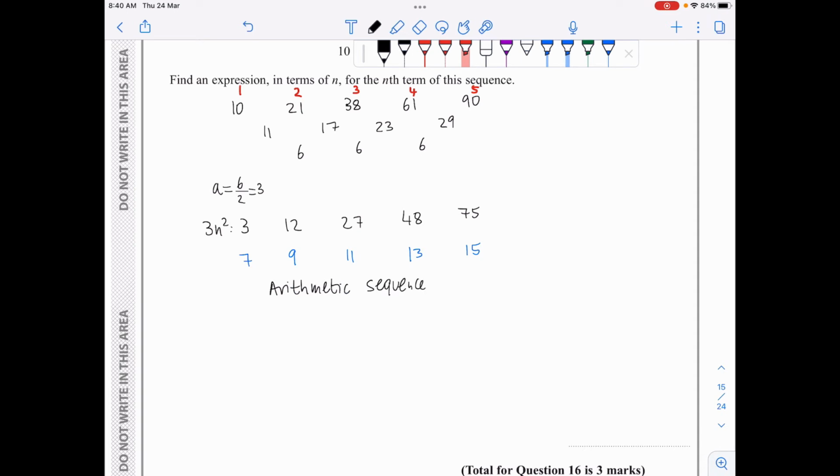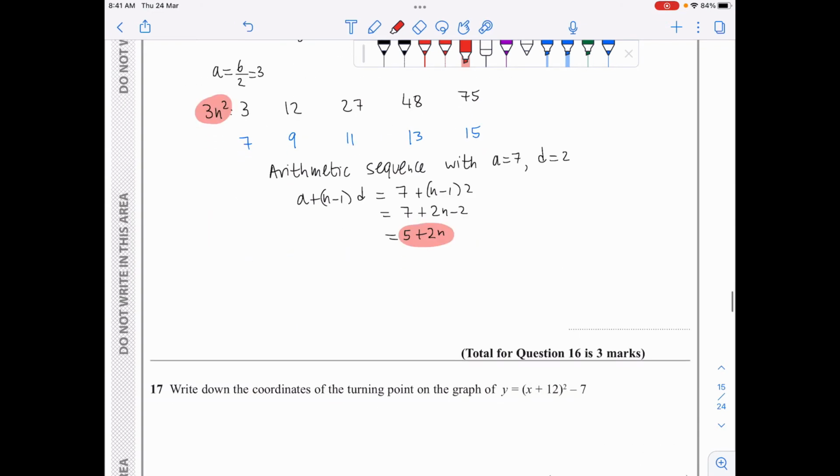and common difference 2. So we know that the nth term of this sequence is a plus n minus 1 d, which is 7 plus n minus 1 times 2, which if I expand, I get 7 plus 2n minus 2, which is 5 plus 2n. Altogether, this means that the 3n squared with the 5 plus 2n will group together to give me the nth term of the quadratic sequence. So my answer should be 3n squared plus 2n plus 5.